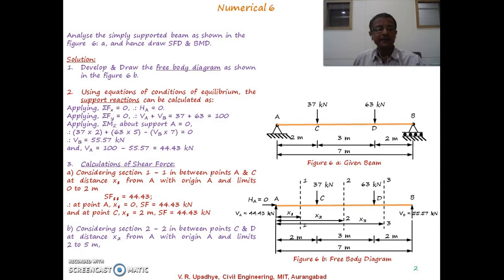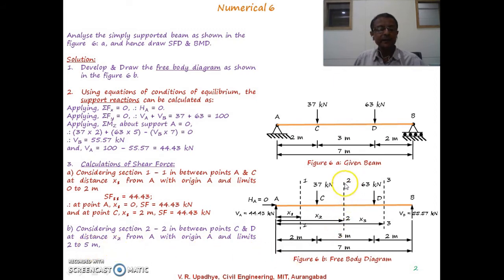So if we go further, at section 2-2, we are still saying that the origin is A and the section is in between C and D, and x2 is the distance between origin A and section 2-2. Then the limit from A to C is 2 meter, and from A to D that becomes 5 meter. So at C the limit will be 2, and at D the limit will be 5 from origin A. That is what is written over here: considering section 2-2 in between point C and D at a distance x2 from A, with origin as A, the limits are 2 to 5 meter.